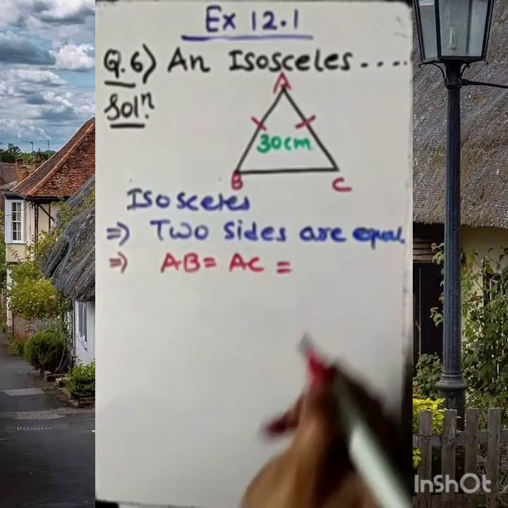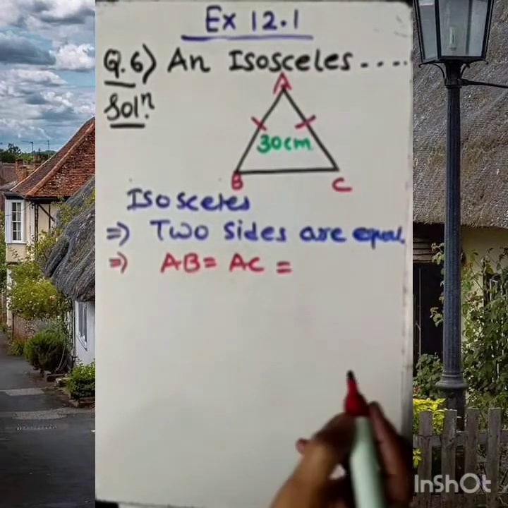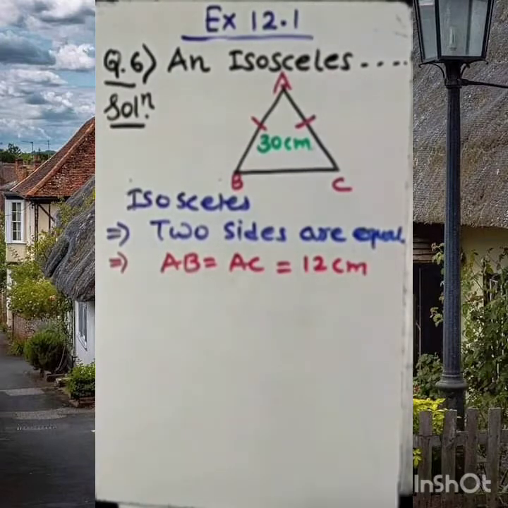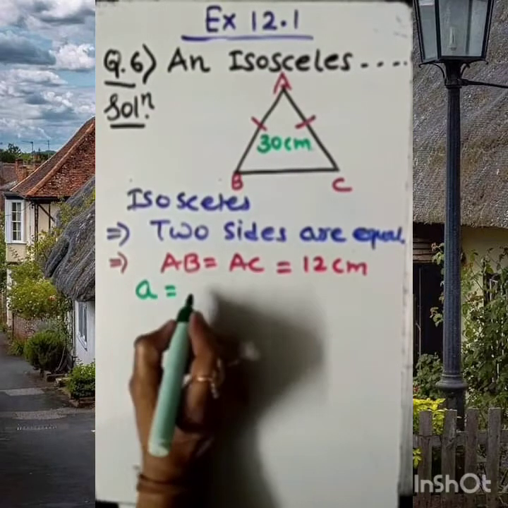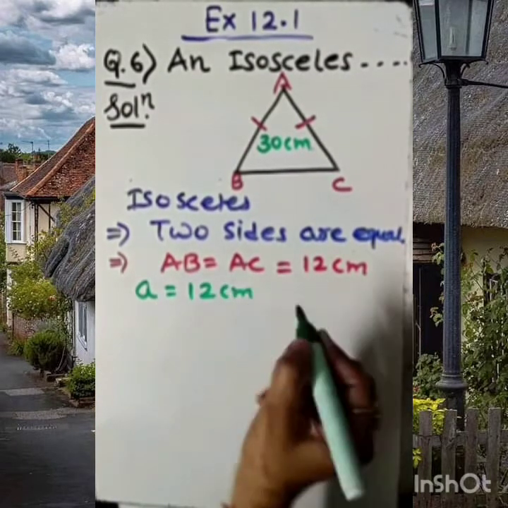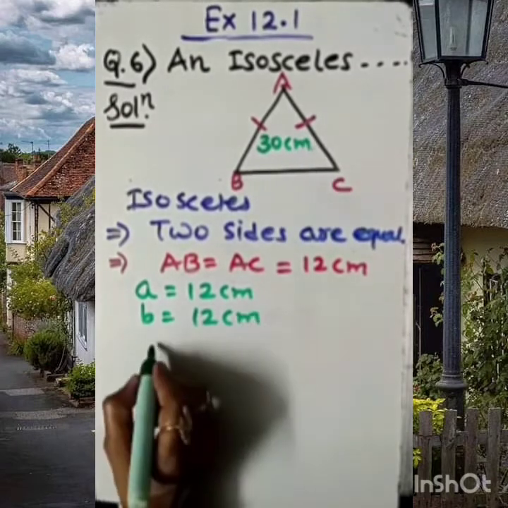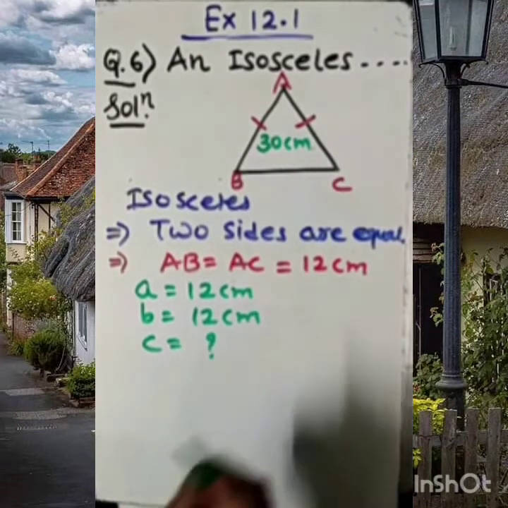And we are given the length of these equal sides is 12 centimeter. So I am mentioning here it is 12 centimeter. Clear? Now, what is BC? BC we do not know. So BC is the third side that we need to find. So can I say a equal to 12 centimeter, b equal to also 12 centimeter, and c we do not know, so question mark.